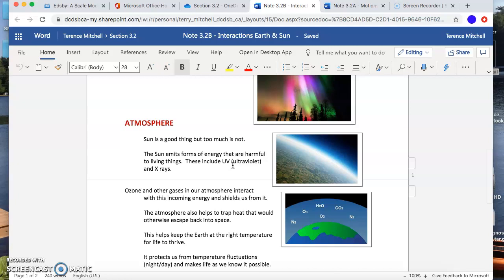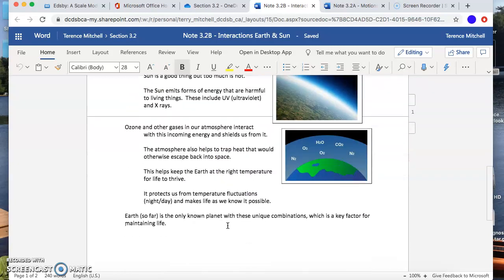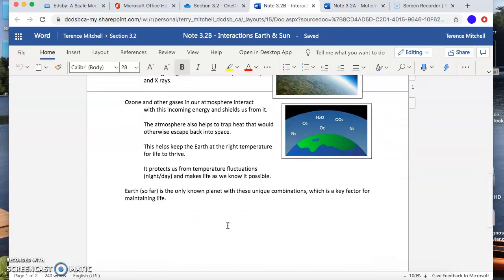The atmosphere also helps trap some heat so that we stay warm enough to live and to grow plants. And it keeps us right at the right temperature. It helps keep us from experiencing too high of highs and too low of lows. So it moderates these fluctuations and keeps our highs and our lows closer together. And Earth is the only planet that we know that has these unique combinations.